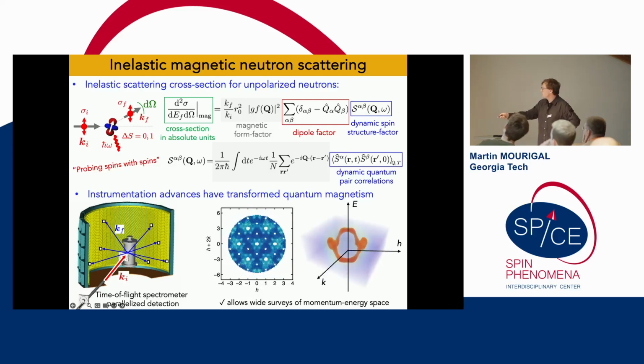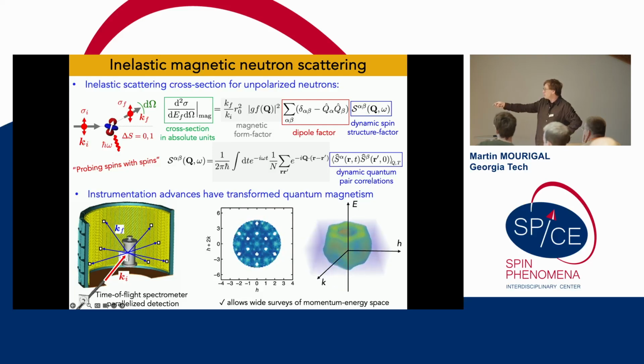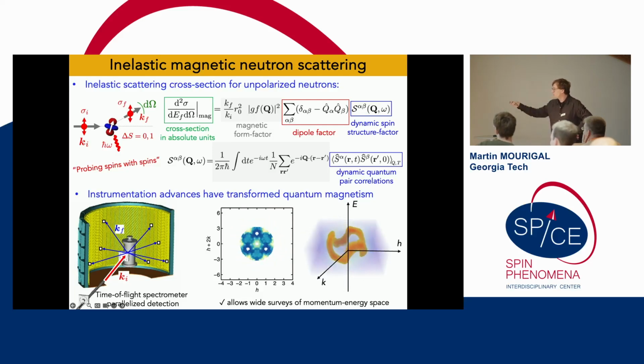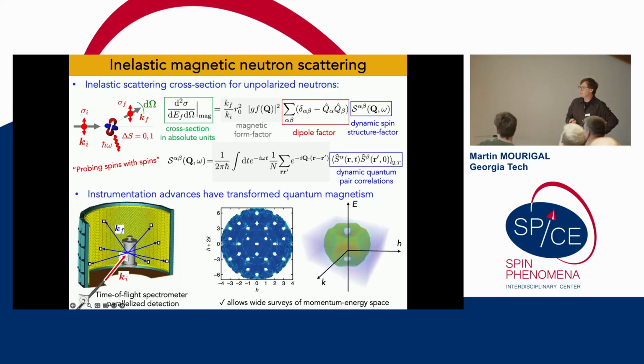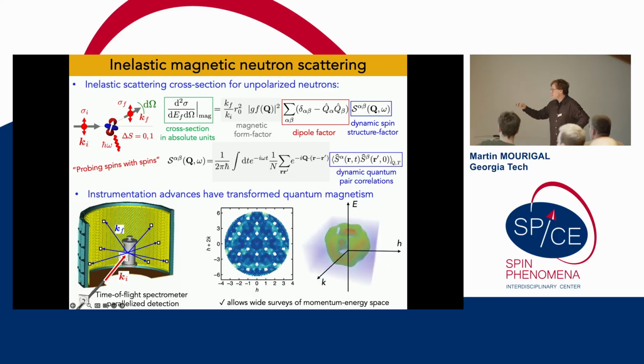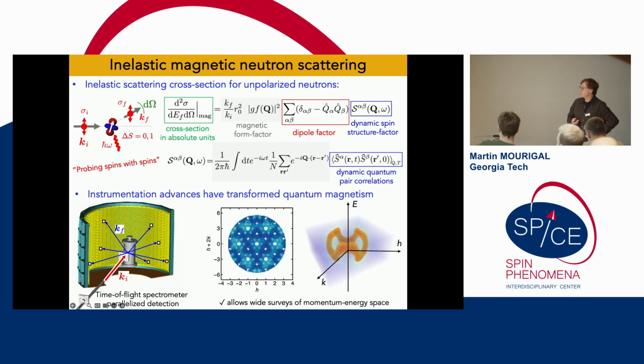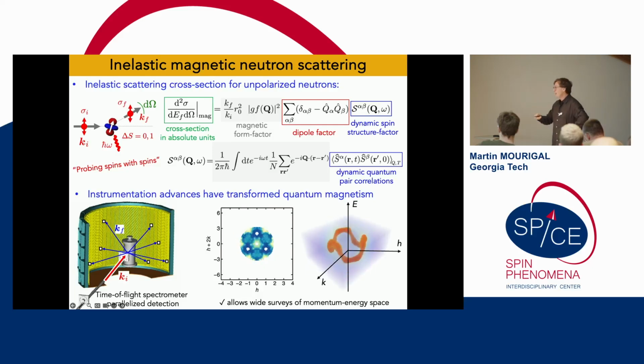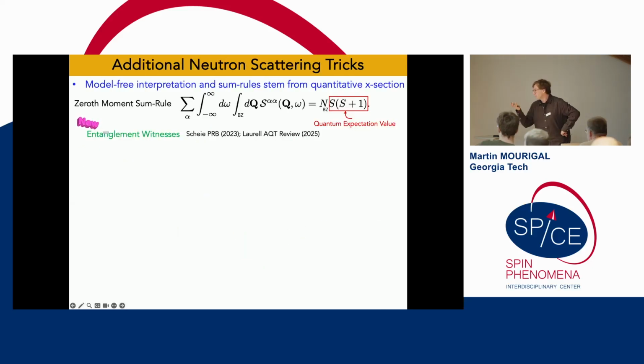So these are examples here on the left of diffuse scattering, so structural disorder in a material, and on the right, these are some spin waves in momentum energy space that we can directly get from these measurements. Okay, so this has really allowed wide surveys of momentum energy space, and it's a great discovery machine in that sense because you can find signal you are not expecting, and that is often how the field proceeds in some sense. So a few additional tricks about neutron scattering, given that it's a tutorial.